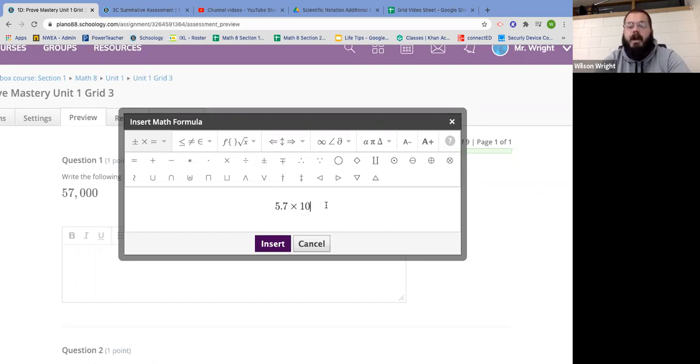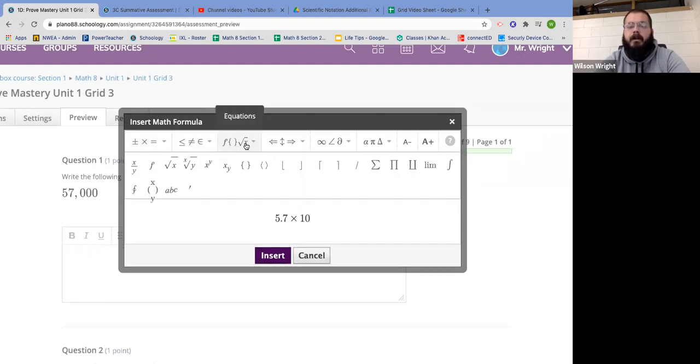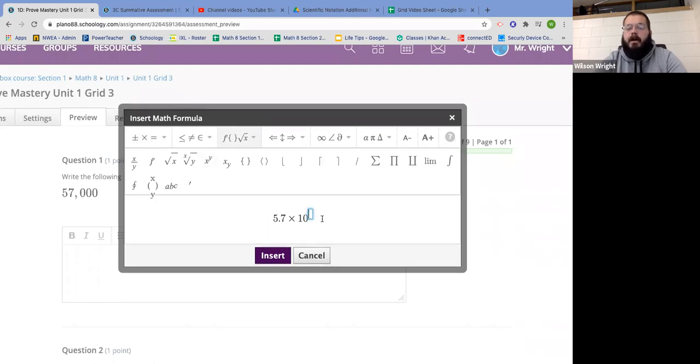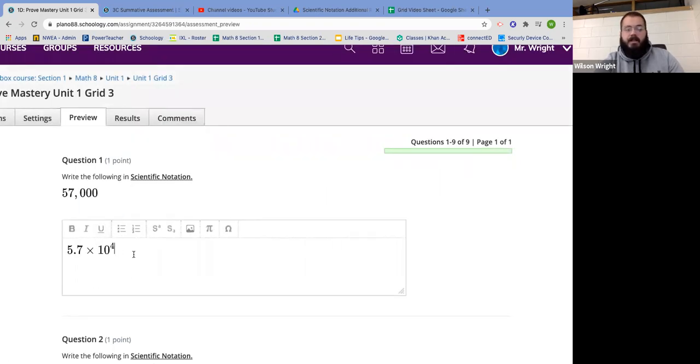And then for us to get to our exponents, we click this equations tab over here. And there's a little XY button. What that gives you is what's called a superscript, but in math terms, it gives us this little box so we can write our exponent. And so I would go ahead and write the fourth. And that's exactly how I would type in my scientific notation for 57,000. So it ended up being 5.7 times 10 to the fourth power. And then I'm going to hit this insert button, and my equation is going to magically show up here.